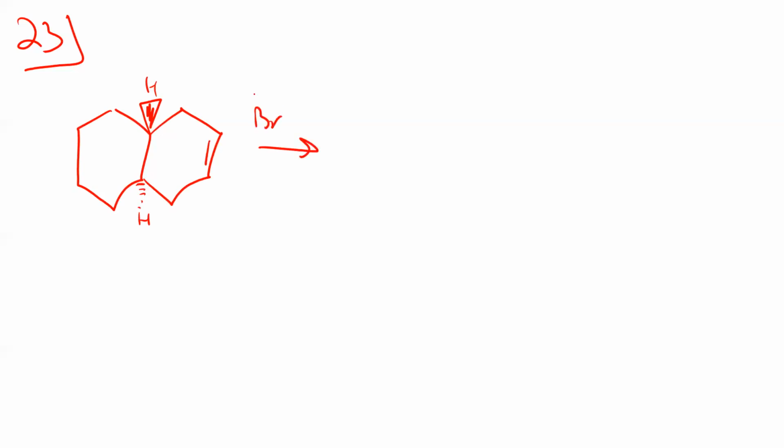So question 23 gives us this. Double bond here, and we have bromine. So we have to decide what the expected products are, and they give us a bunch of different options here.